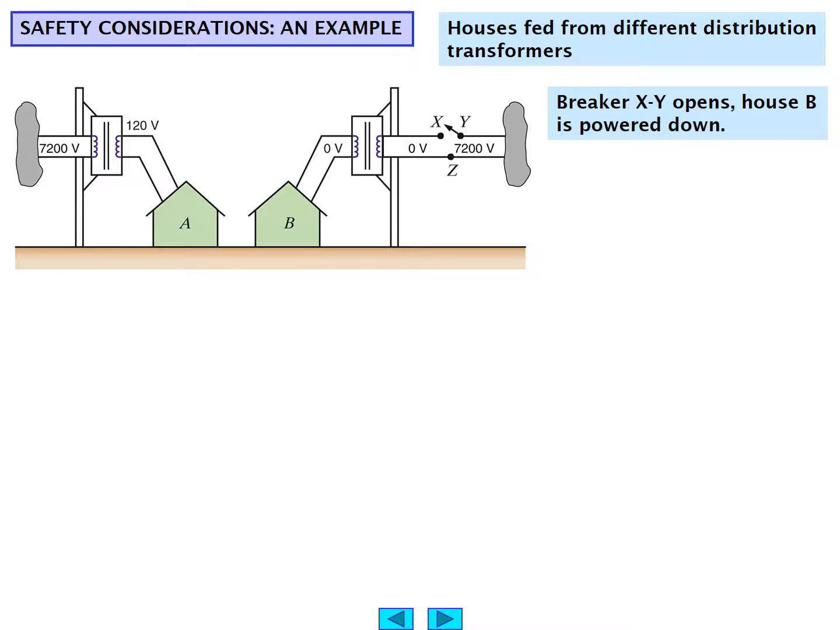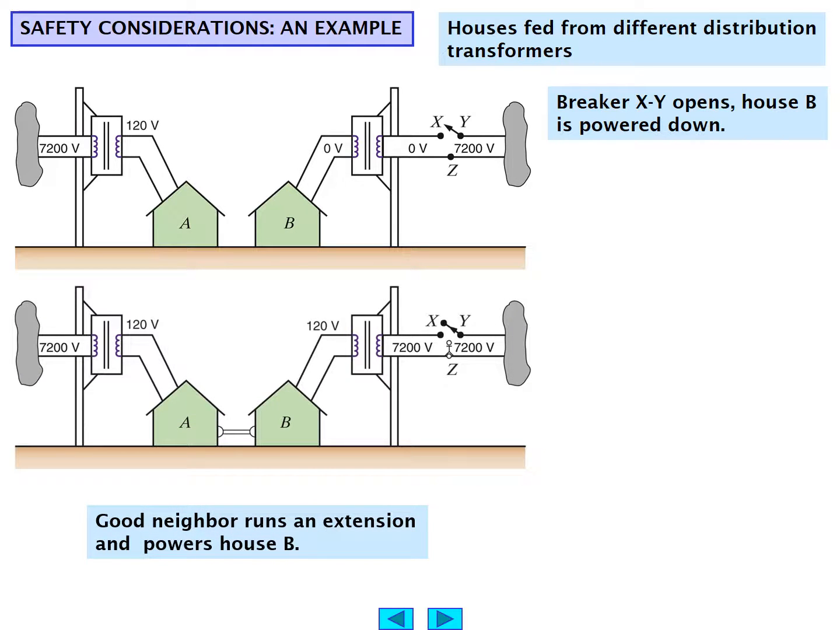Here we have 2 houses fed from different distribution transformers. There was a problem in one house in which the utility company circuit breaker has opened the line, and house B essentially has now gone dark. Notice that the line voltage is very large, 7,200 volts, but the transformer steps it down, for example, for house A to 120 volts for distribution.